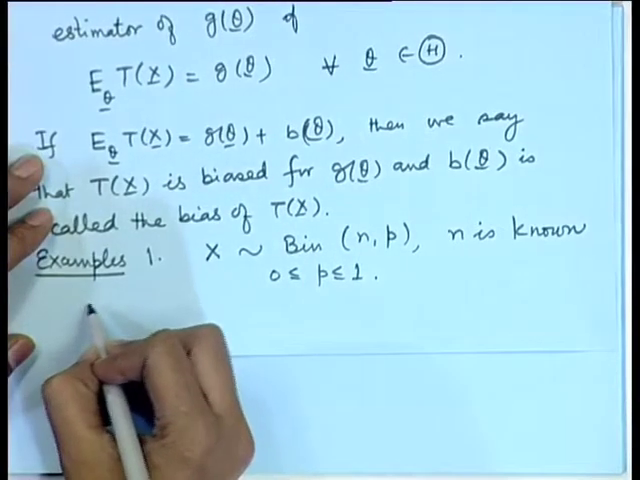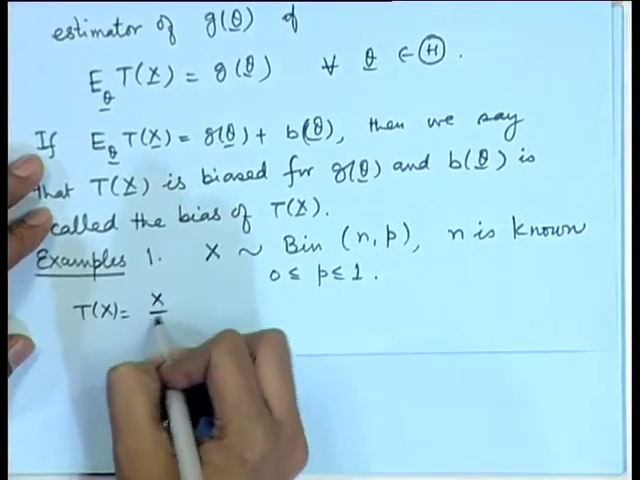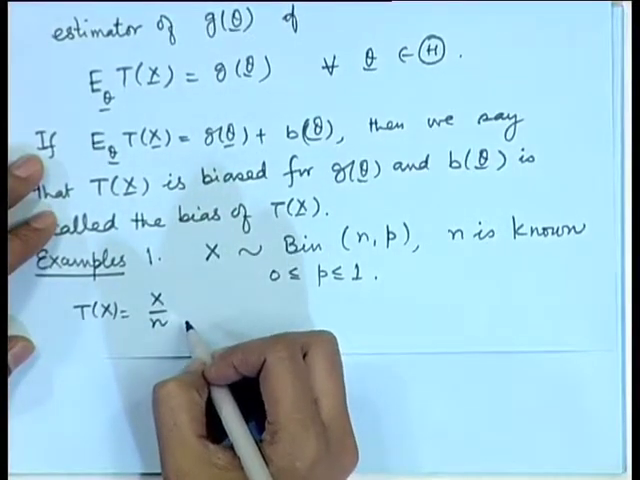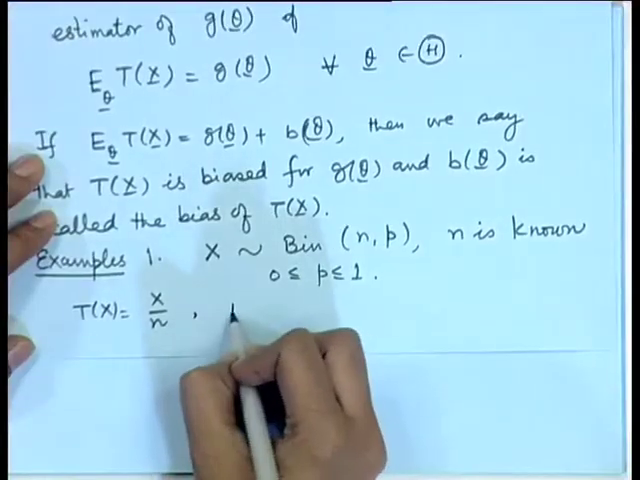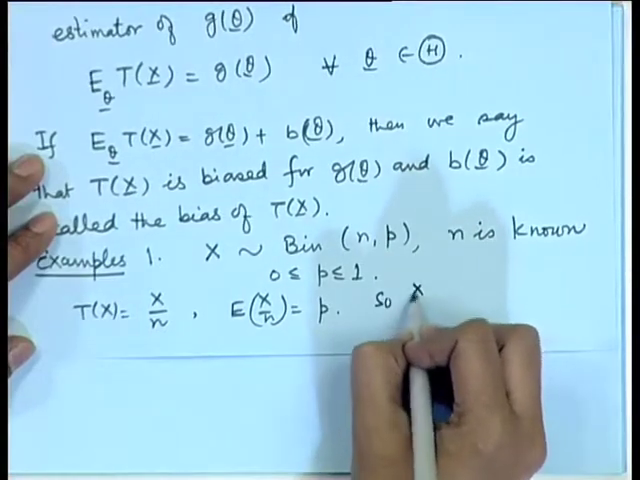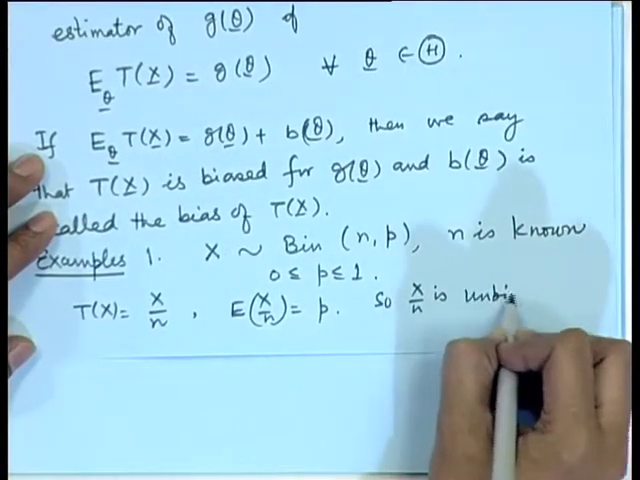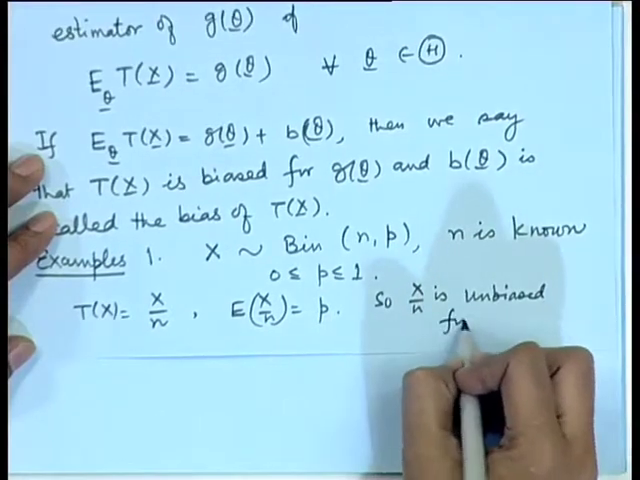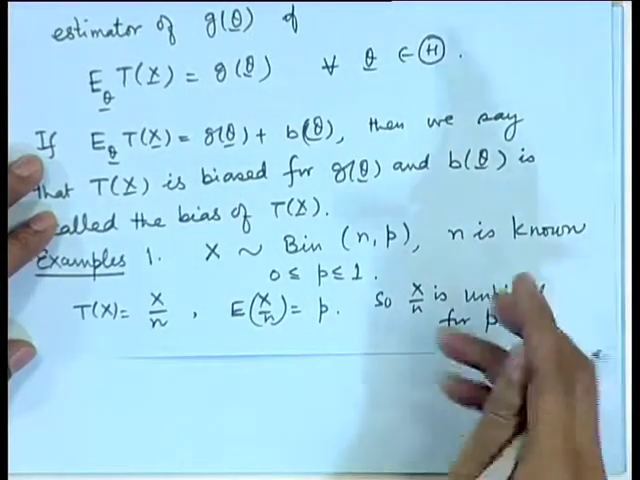So, if I consider T x equal to x by n, we know in binomial distribution expectation of x is equal to n p. So, expectation of x by n is equal to p. So, x by n is unbiased for the population proportion. Of course, it may not be that we are interested only in p. I may be interested in the variance term. For example, variance in binomial is n p q, that is n p into 1 minus p. I may be interested in p square. So, let us see whether we can do that.